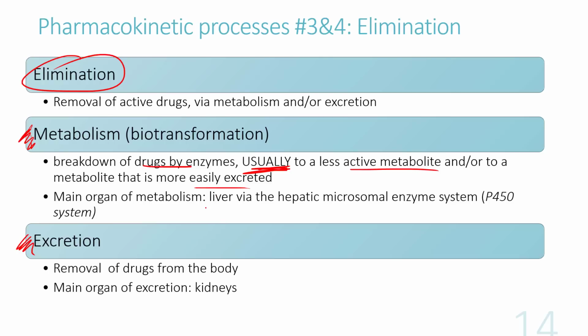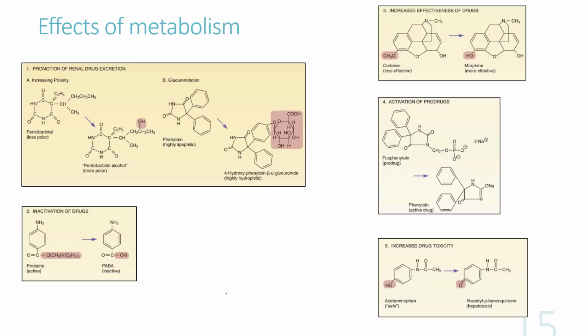The main organ of metabolism is the liver, and the liver has an enzyme system called the P450 system that is responsible for inactivating a whole bunch of drugs. And then at some point, the drugs need to be actually taken out of circulation, and that occurs mainly via the kidneys. So you see over here, there's 5 little panels for different types of metabolic process. The first type of metabolic process is basically the transformation of drugs into a form that's more easily excreted in urine, right?